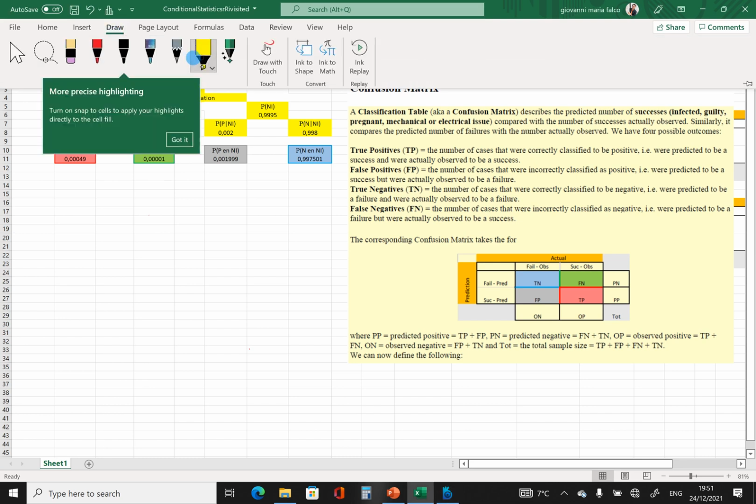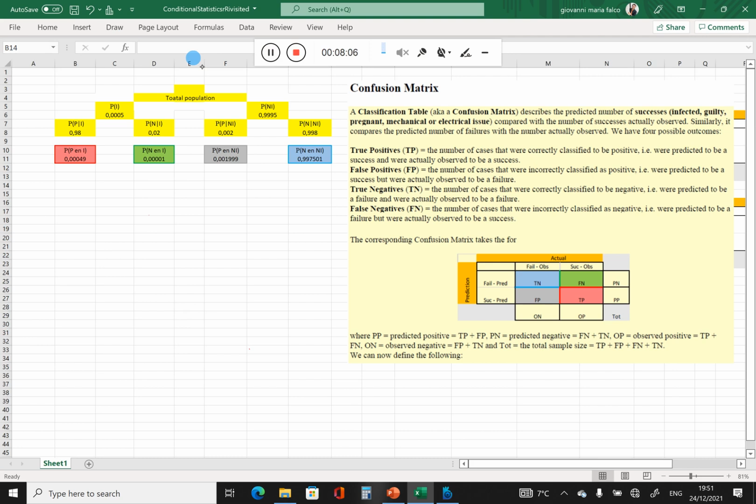Basically, a confusion matrix describes the predicted number of successes compared with the number of successes actually observed, and similarly compares the predicted number of failures with the number actually observed. What does it mean? It means that first we have to define what has to be considered as a success. In the case of the diagnostic test, we consider a success as the detection that somebody has been infected.